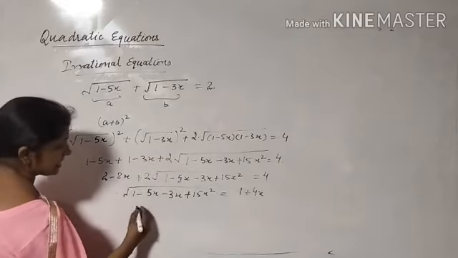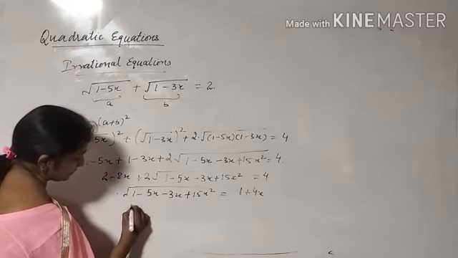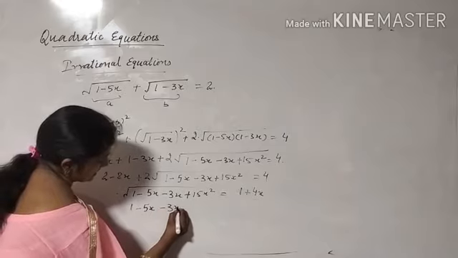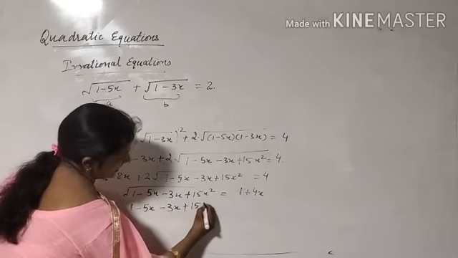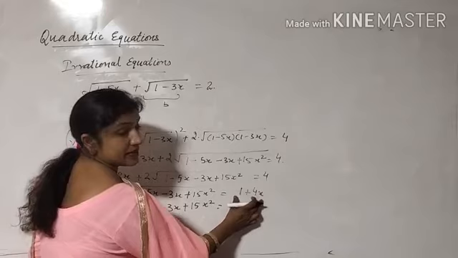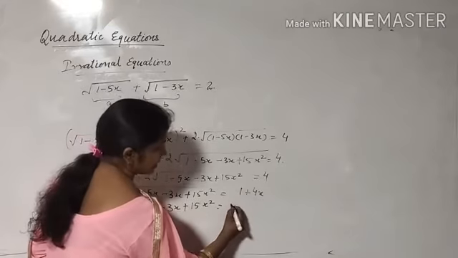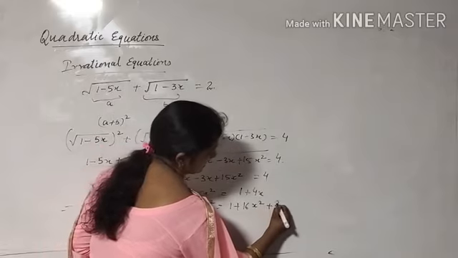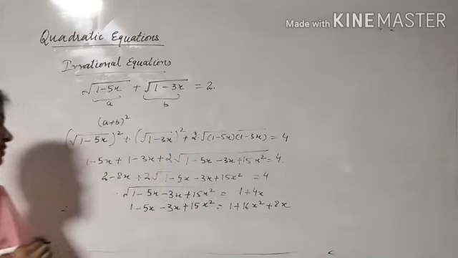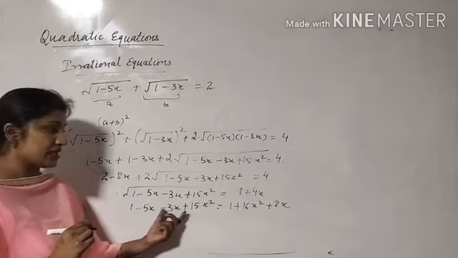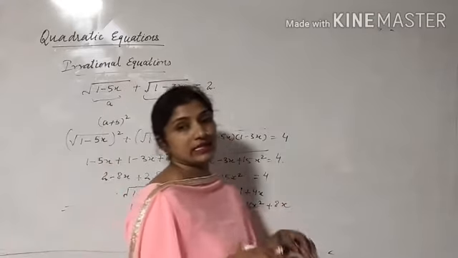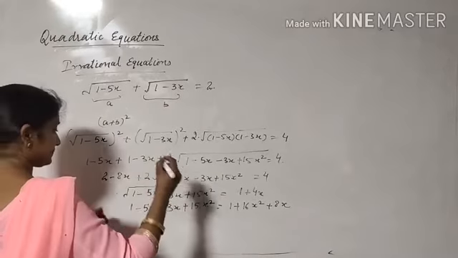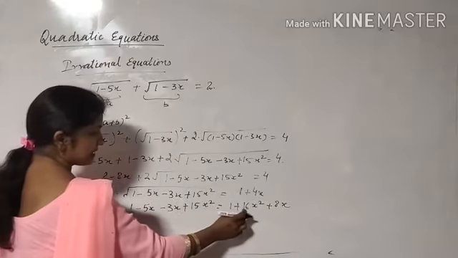So again, squaring both sides, the square root on the left hand side will be omitted. Squaring both sides again, we get 1 - 5x - 3x + 15x^2 = (1 + 4x)^2. So it is 1 + 16x^2 + 8x. Now see, in this equation, when you collect the terms containing x^2 and x together, what do we have?